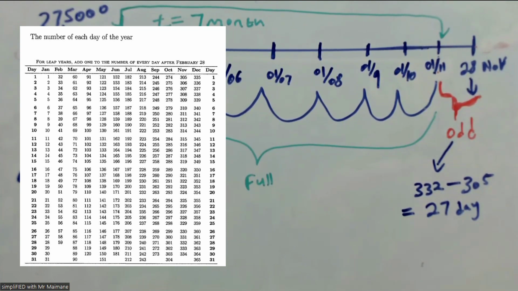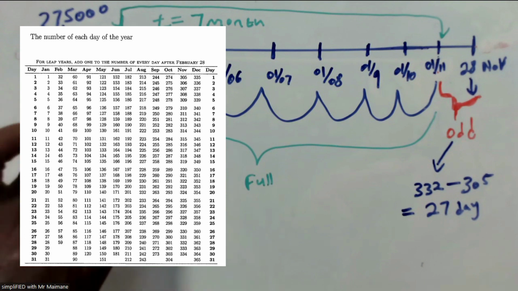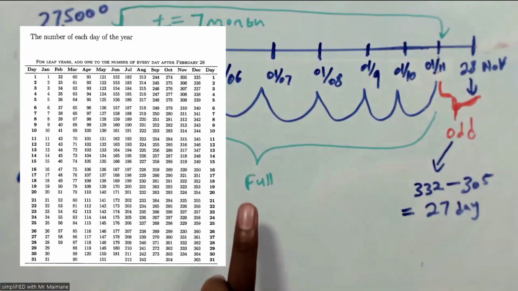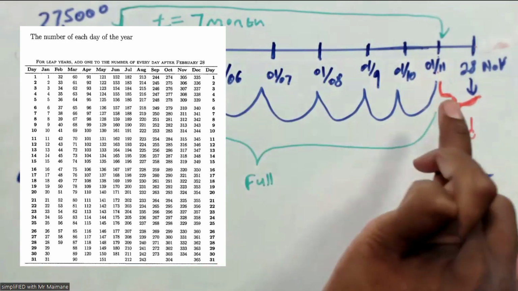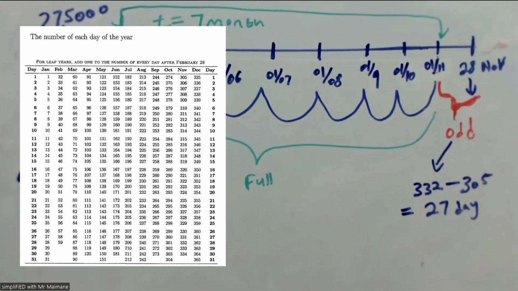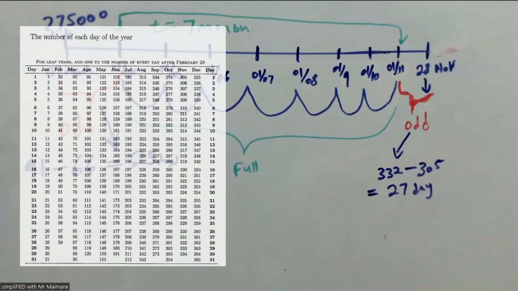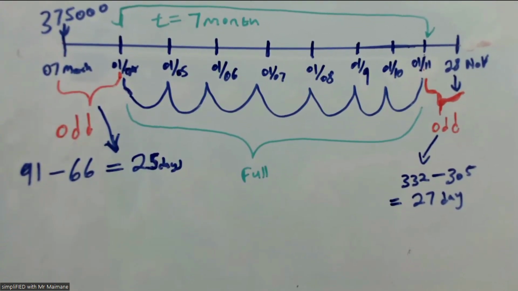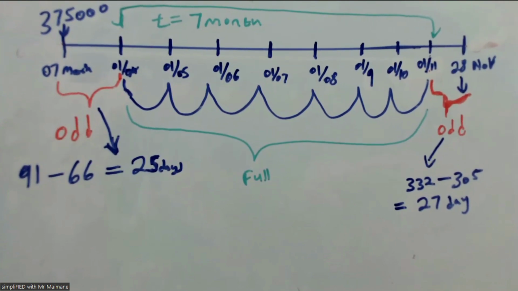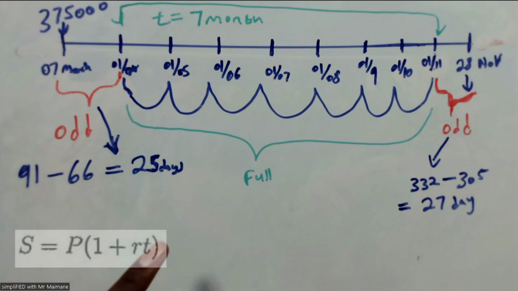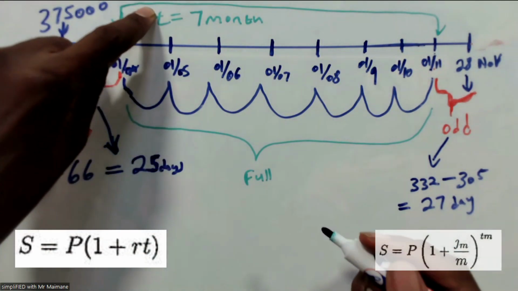Now I know my periods. The period for the first odd period is 25 days. The period for the full period is 7 months. And the period for the last odd period is 27 days. However, you know that when we use our equations, because according to the question we have to use simple interest for the odd periods and compound interest for the full period, to use our formulas, I don't just use time in months.